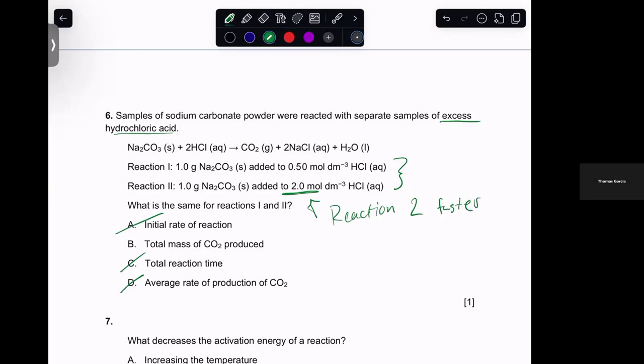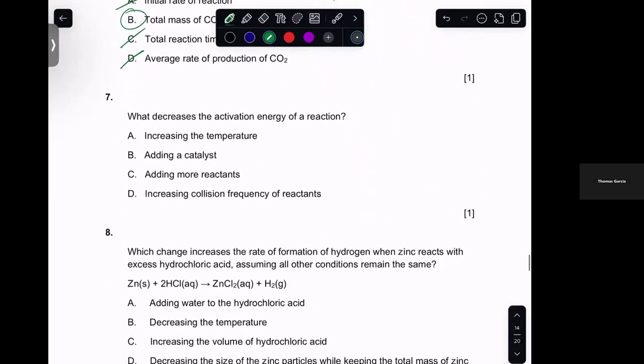Because we know reaction two is faster because we start with a more concentrated solution, A, C, and D cannot be the same. Total mass of CO2 will be the same. That's because we start with the same amount of limiting reactant, and the rest is excess. It's just reaction two is going to produce it way faster.